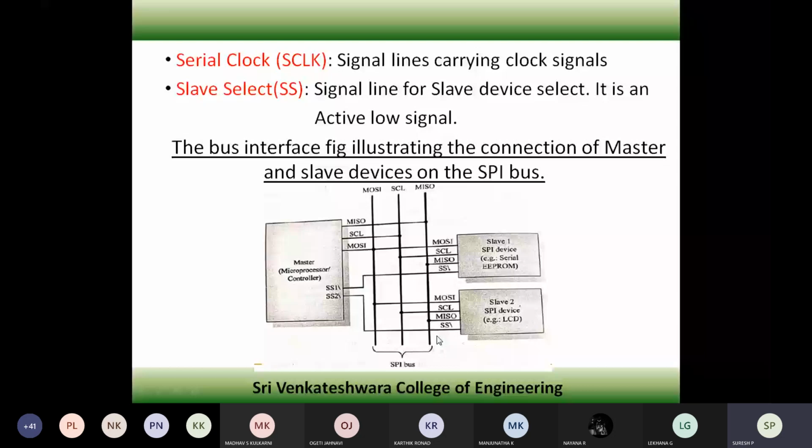Okay. So now, whenever a serial data transmission is going to happen, that has to be done in fully configurable.